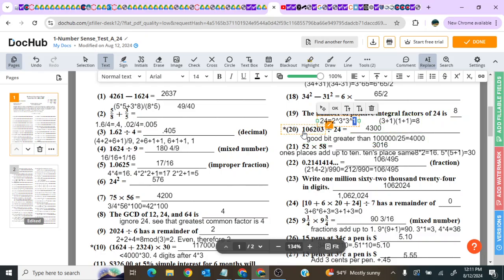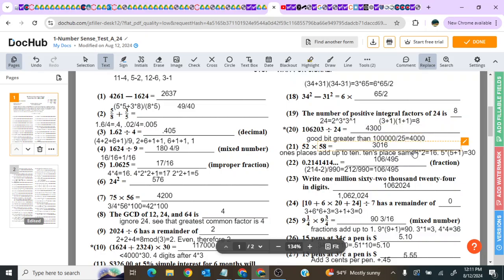20, 106,000 divided by 24, basically. Well, it's a good bit greater than reducing the numerator and increasing the denominator. It's going to be quite a good bit more than that, so we just add a good bit more than that. So this 100,000 divided by 25 is 4,000. So 4,300 is a good bit more than that, and that should be in range.